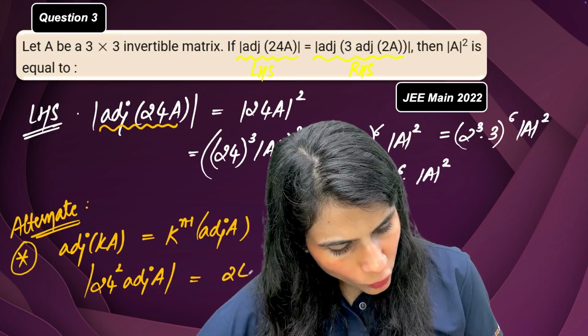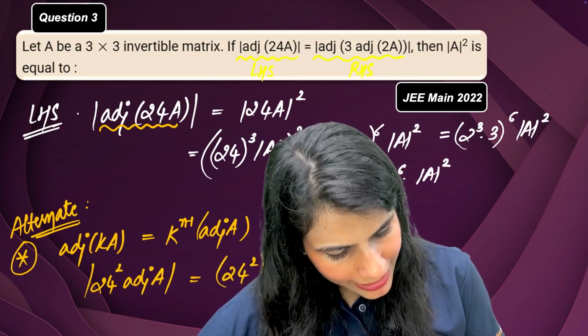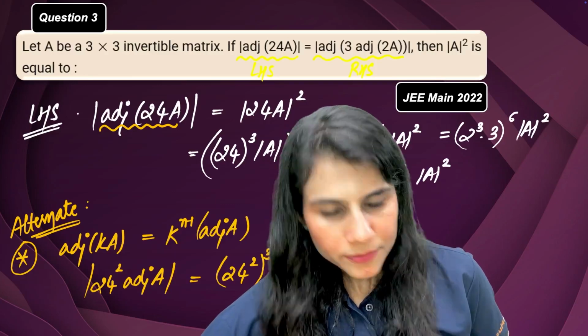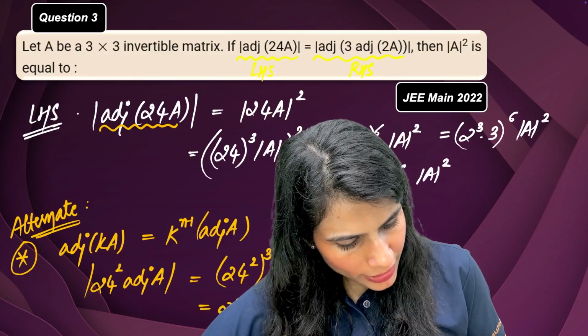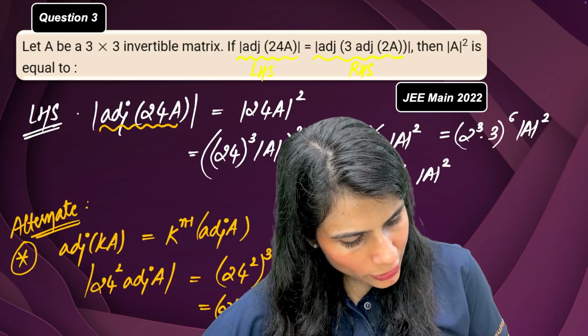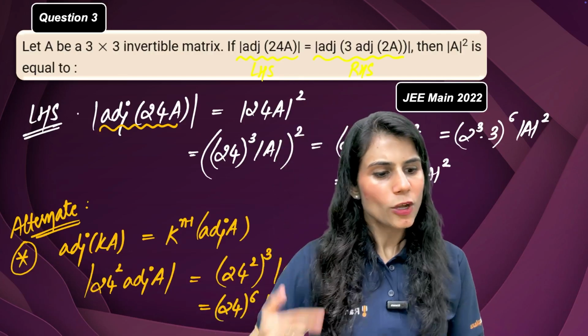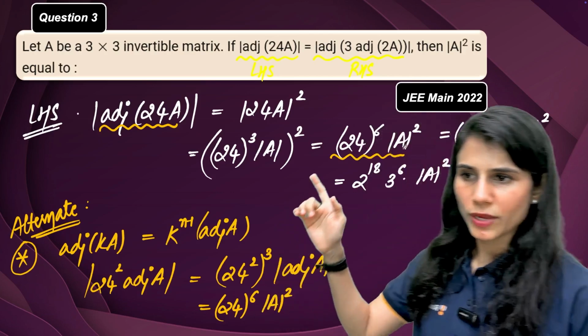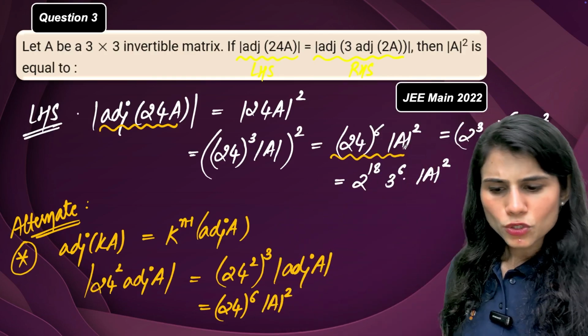So 24 square will come out 3 times and you will be left with determinant of adjoint of A. Right? So this will give you again 24 to the power 6 determinant of A to the power n minus 1, which is exactly the same quantity that you were getting using the first method as well. You can check. So it's the same.